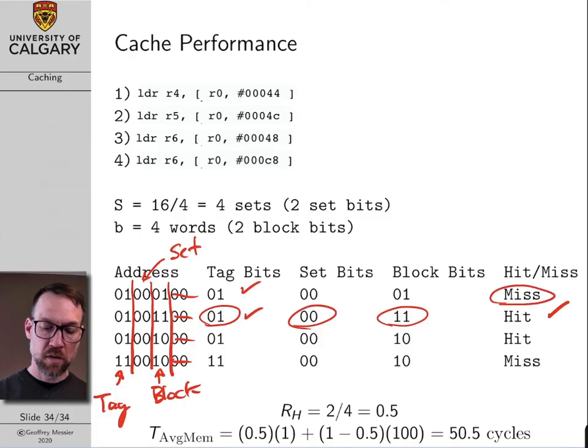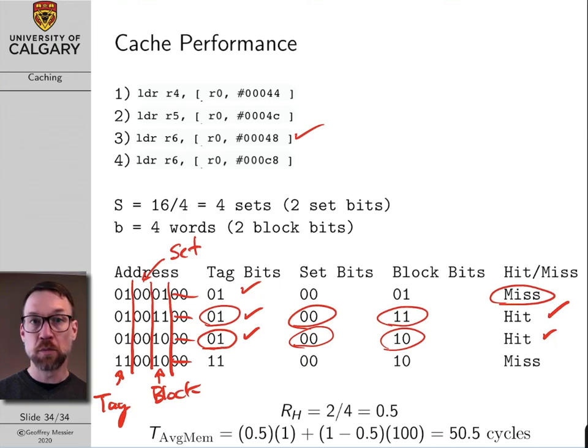We then load in address 48. Again, our tag bits are the same, and so this is going to be a hit. We've determined the set bits and block bits as well. You can see that we're accessing different blocks within the cache. But basically, as long as our tag bits match, and as long as we have a valid entry in the cache, it's a hit. And so our second load is a hit. Our third load is a hit.